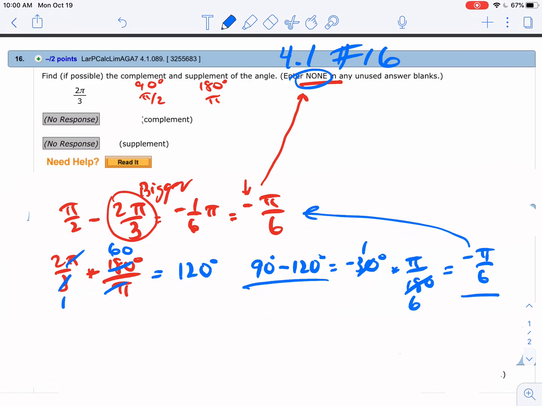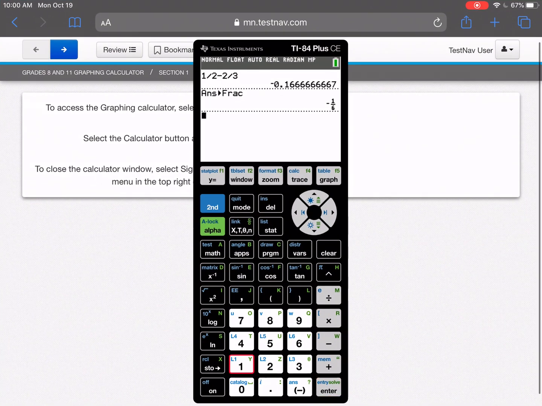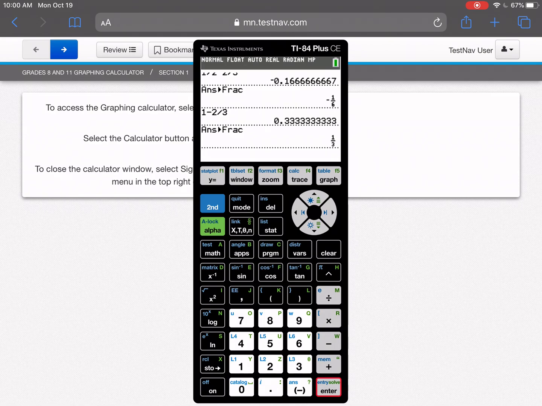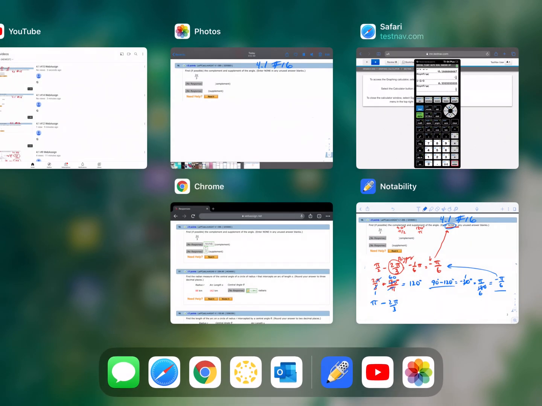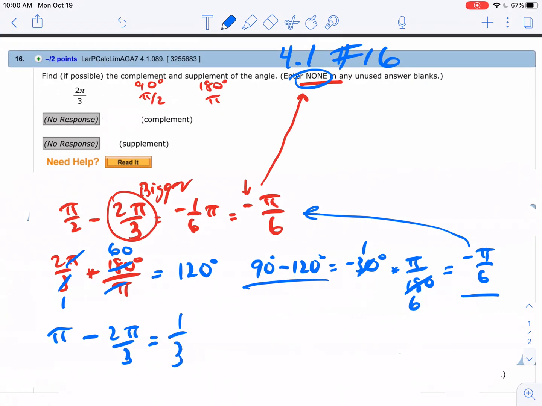So the last one now is we're going to do the 180, which is pi minus 2 pi over 3. So I'll just do this in radians again. So go to my calculator, 1 pi minus 2/3 pi, so don't put the pi on the calculator. Hit math, enter, enter, and I get 1/3. So this would be 1/3 of pi, which is probably easier to type in as pi over 3. So that would be the supplementary angle. Pi over 3 and my 2 pi over 3 add up to pi.